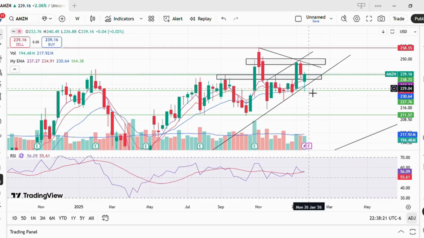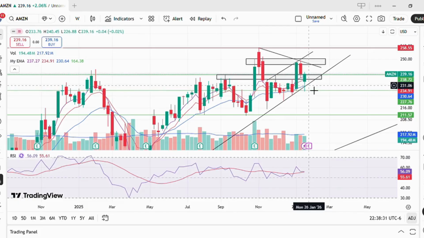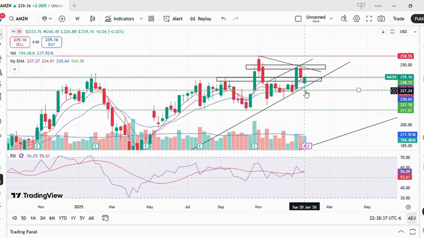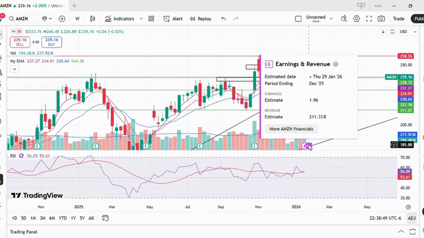It also took support at this previous resistance breakout, this level, 20 EMA trend line support, and it is a bullish hammer candle on the weekly time frame. So Amazon looks good, but we have earnings on Thursday.